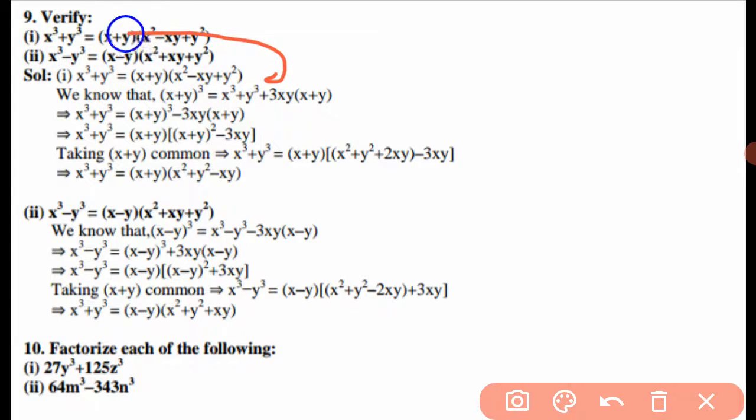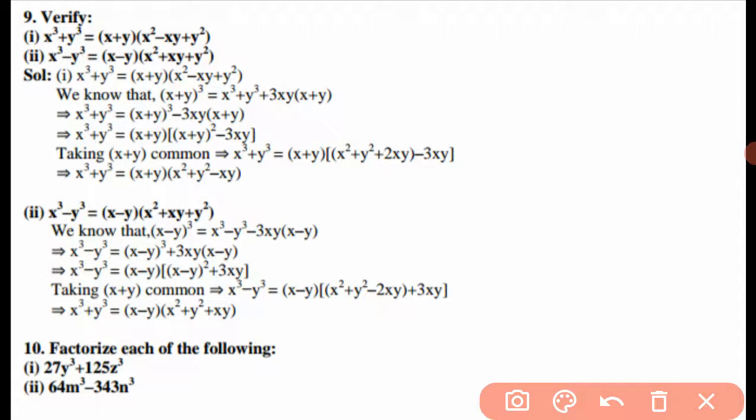So in question number 9 we have to verify x cube plus y cube equals x plus y into x square minus xy plus y square. We can write it in this form, that is x plus y and x square minus xy plus y square. This is also one of the identities: x cube plus y cube equals x plus y into x square minus xy plus y square.